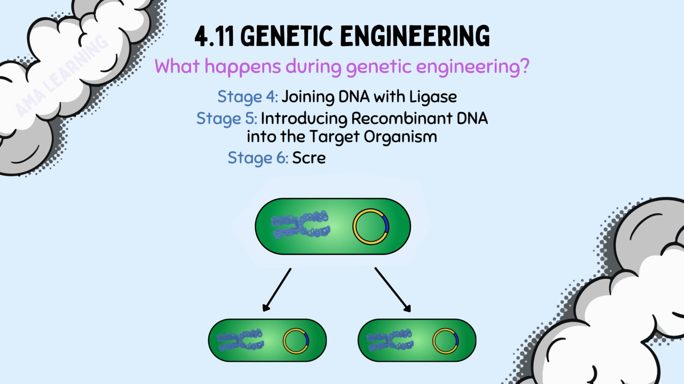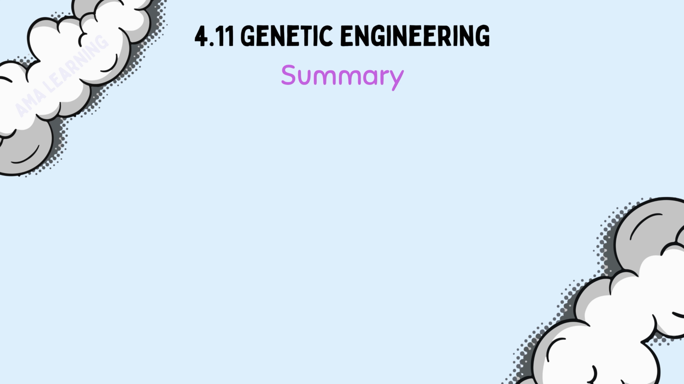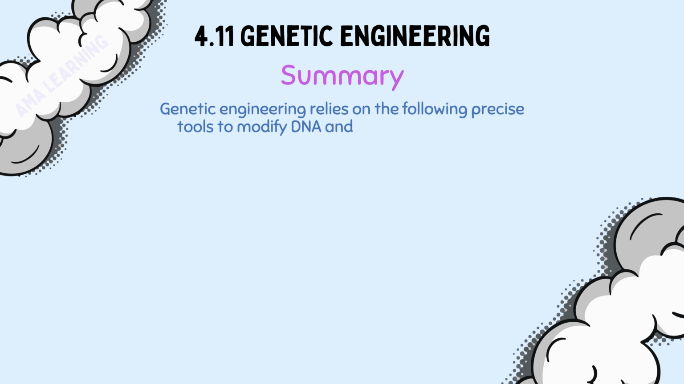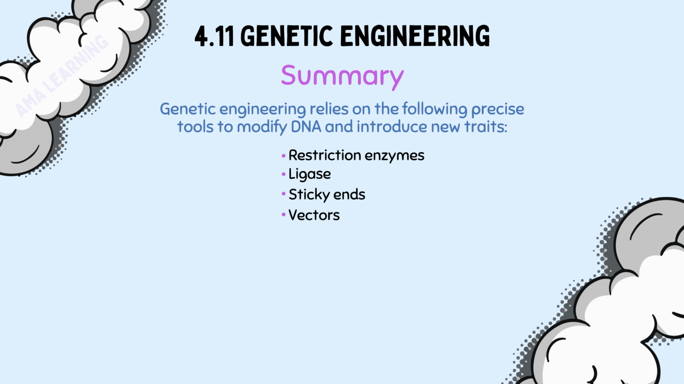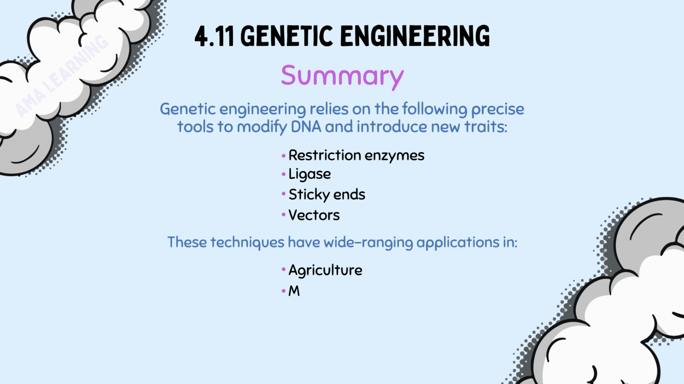Stage 6. Screening for success. Scientists screen the transformed organisms to ensure successful incorporation and expression of the insulin gene. In summary, genetic engineering relies on the following precise tools to modify DNA and introduce new traits: restriction enzymes, ligase, sticky ends, vectors. These techniques have wide-ranging applications in agriculture, medicine, industry.